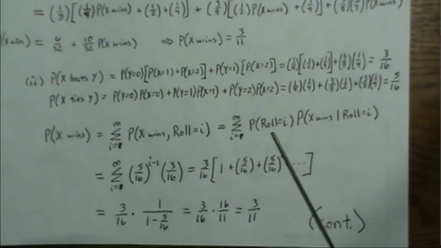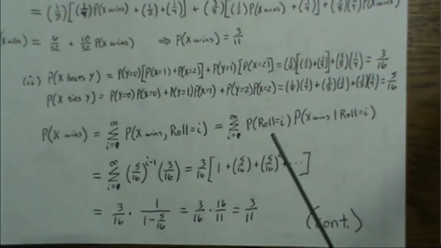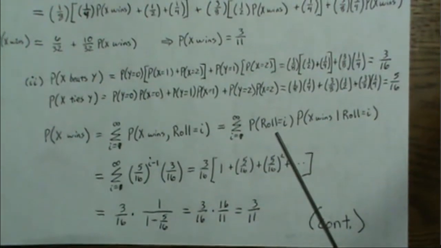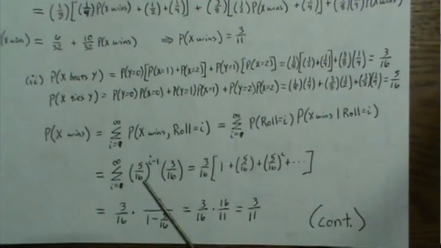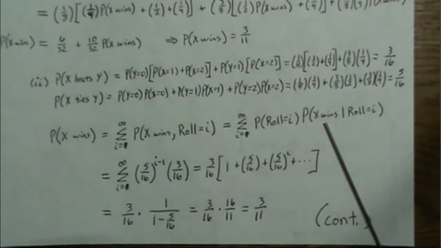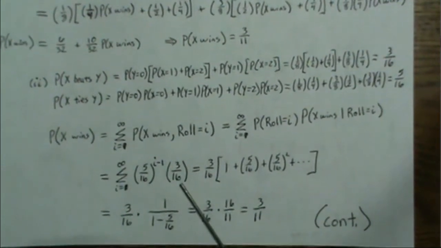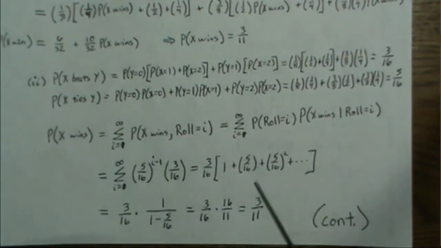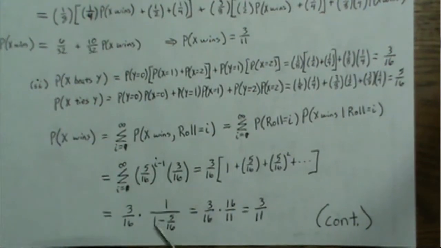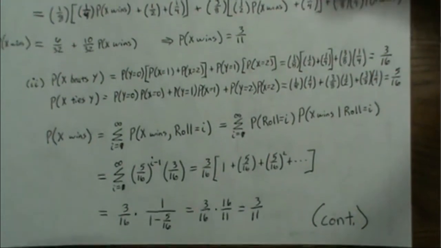Well, the probability that we're on roll I means that we tied I minus 1 times, and each event is independent. So it's just the product of those, 5/16 raised to the I minus 1. Now the probability that we win, given that we win on roll I, is 3/16. So this can be rewritten as an infinite sum, and that's a geometric series, which simplifies to that, and we get the same value. The probability X wins is 3/11.